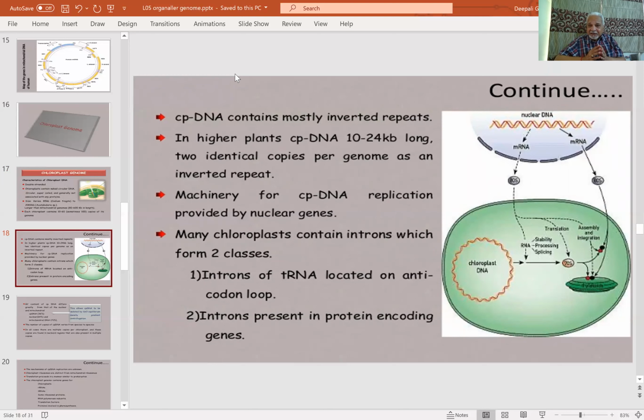And interestingly, as I mentioned, that genes of chloroplast, they have introns, and there are two categories of introns, one in the tRNA gene, which is in the anticodon loop, and the protein coding genes also have introns, like the nuclear gene have introns and exons. Similarly, chloroplast genes have introns and exons.